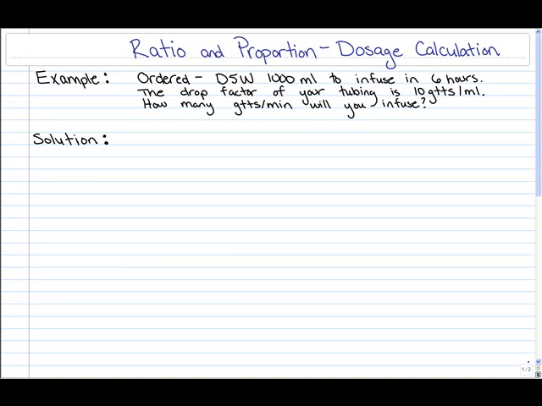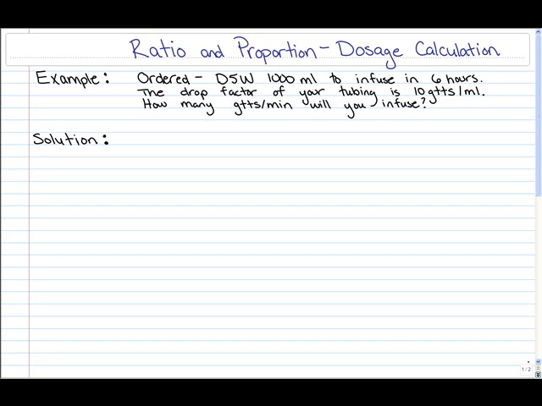So this here is an example of an intravenous flow rate calculation. What's ordered here is 1,000 milliliters of dextrose. And dextrose is just a solution of sugar water and sterile water used to rehydrate patients. And it's to be infused in 6 hours. The drop factor here is 10, so how many drops per minute will you infuse?